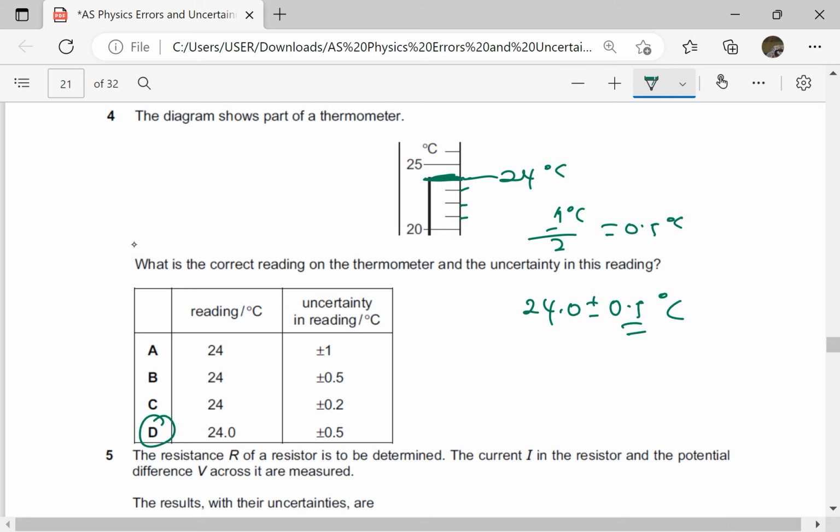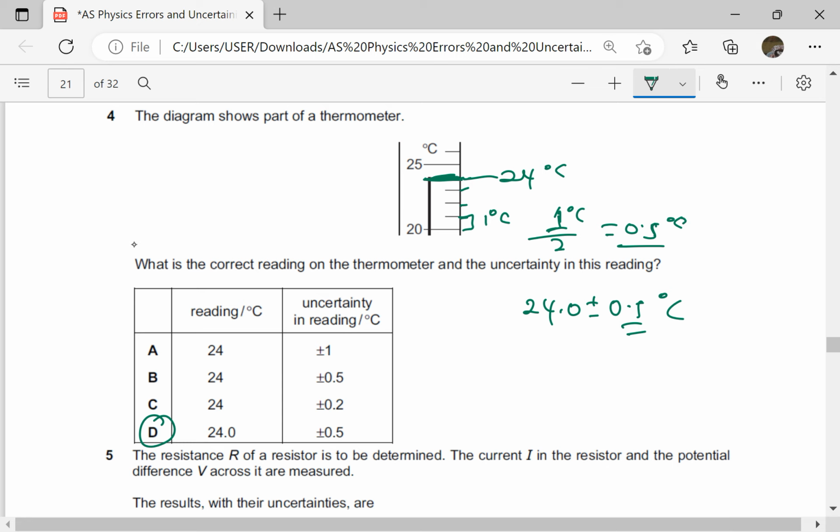Because the uncertainty is to one significant figure. I've just estimated one division is 1 degree Celsius. Because the divisions are large enough, uncertainty will be half a division. That's how I came up with 1 degree divided by 2, which is 0.5.